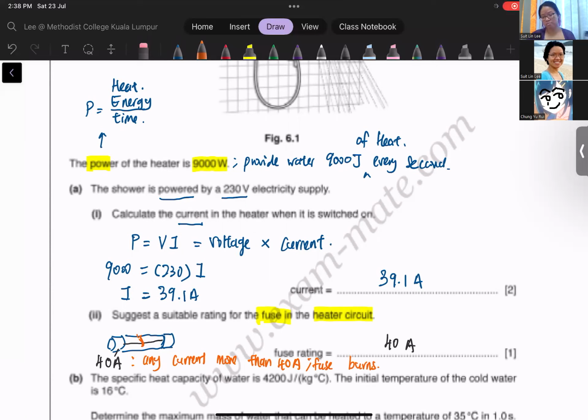So 40 is good. You also don't want it to be 39. If not, then every time you take a shower, you have to replace the fuse and that will be a bit annoying. So you have to open the shower and no. We don't want that. Okay.